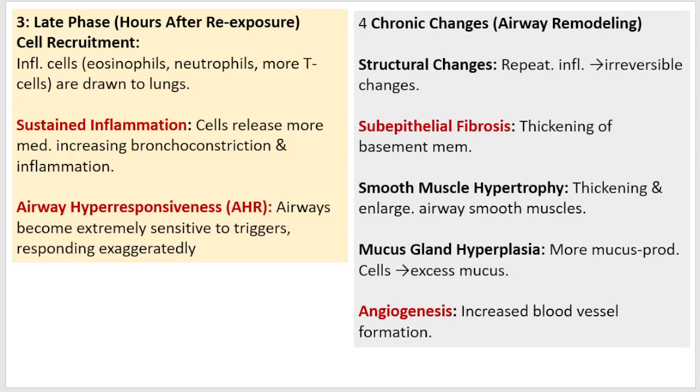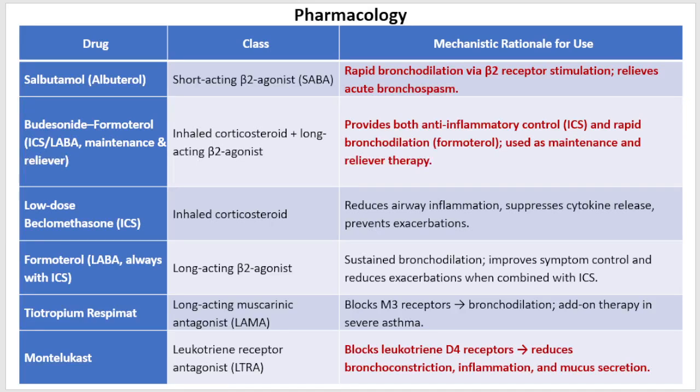In the chronic asthma manifestations, chronic changes occur, that is airway remodeling. Repeated inflammation causes irreversible structural changes like subepithelial fibrosis, smooth muscle hypertrophy, mucous gland hyperplasia, and most importantly, angiogenesis, which is increased blood vessel formation. Now coming to the pharmacotherapy of asthma.